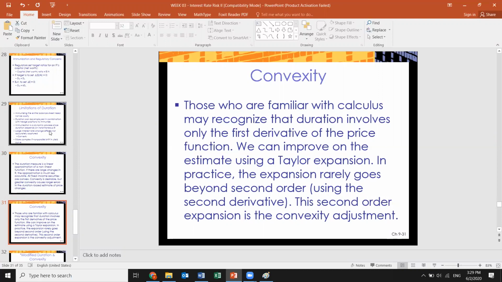Those who are familiar with calculus may recognize that duration involves only the first derivative of the price function. And we can improve on the estimate using the Taylor expansion. In practice, the expansion rarely goes beyond the second derivative. And the second order expansion is the convexity adjustment.